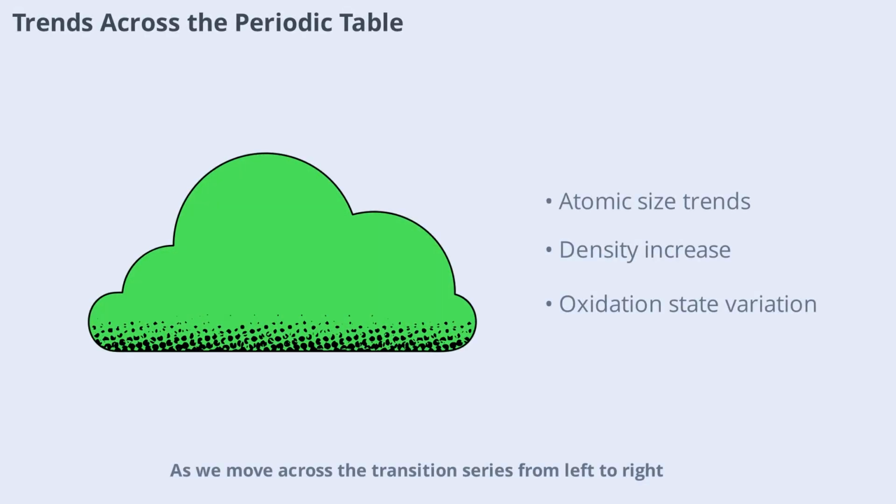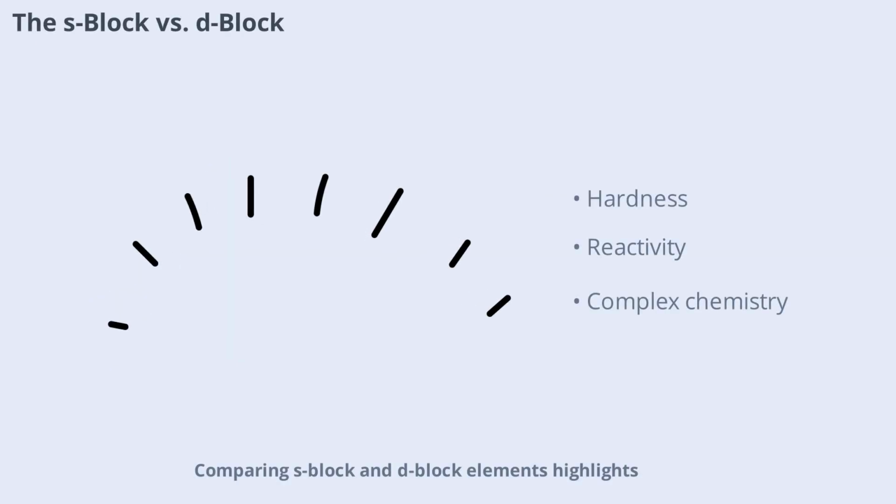As we move across the transition series from left to right, certain trends become apparent. Atomic size generally decreases, while density and melting point often increase. The number of possible oxidation states also tends to rise and then fall. These trends are linked to the gradual filling of the d orbitals and the increasing nuclear charge. Comparing s-block and d-block elements highlights the unique nature of transition metals.